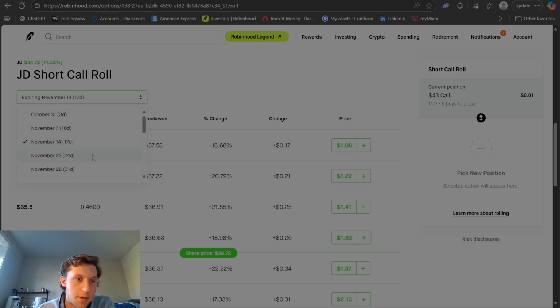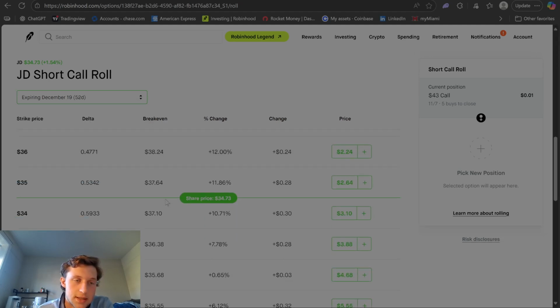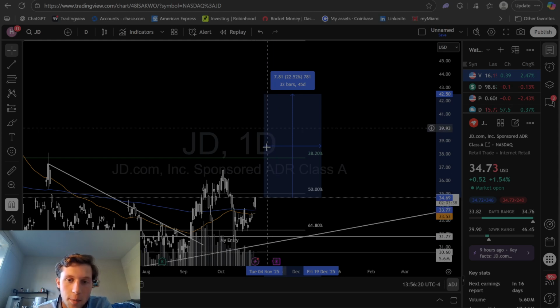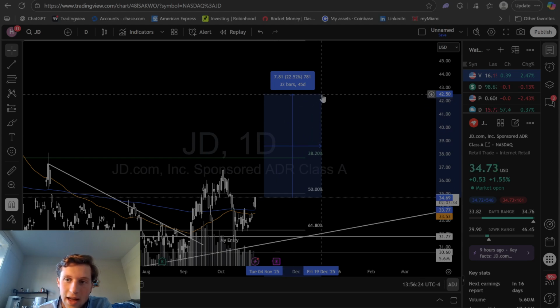Yep, 10 days. I want to go more so out to December. That'd be 52 days. That's going to give this contract such a good amount of time to run, but I also need to keep in mind that there's going to be earnings, right? So I need to either compensate for that by going up or going far out. So I'm just going to do both so that way I can get to the highest strike pretty much.